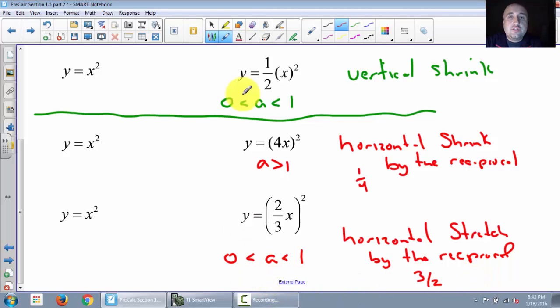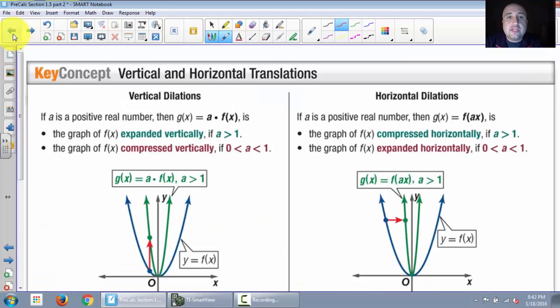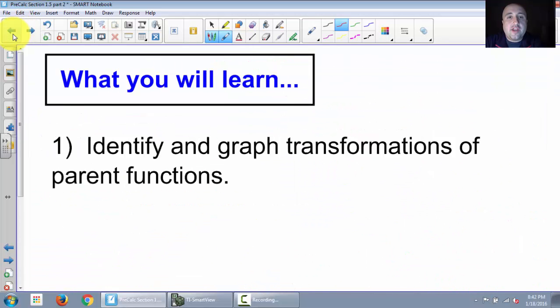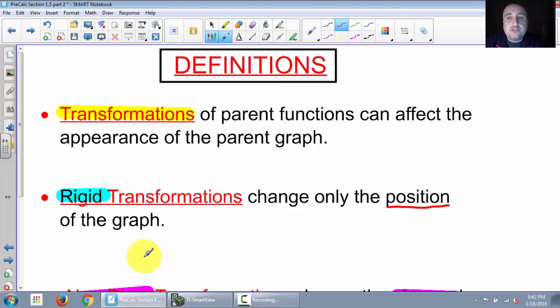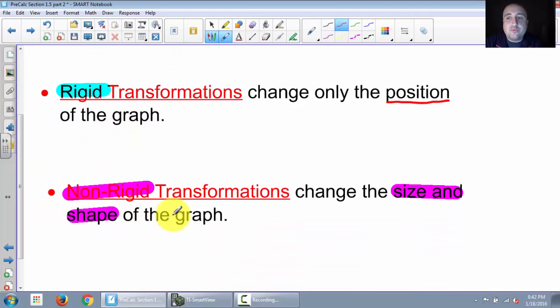All right. So that's section 1.5. Those are the different types of transformations that we talked about. Some are rigid, which only changes position. And then the last one we just did is non-rigid, which means it changes its size and shape. So either stretching it out or shrinking it.